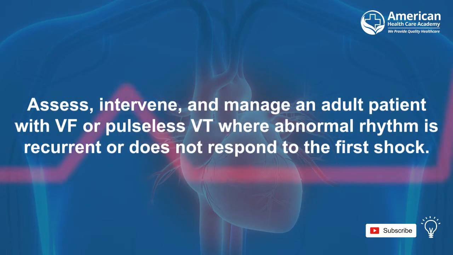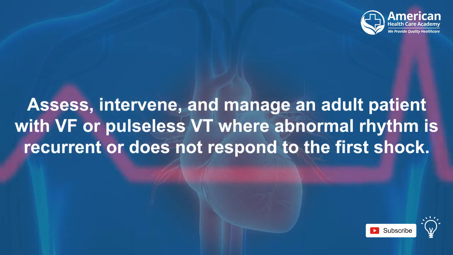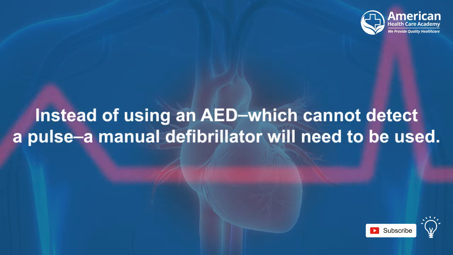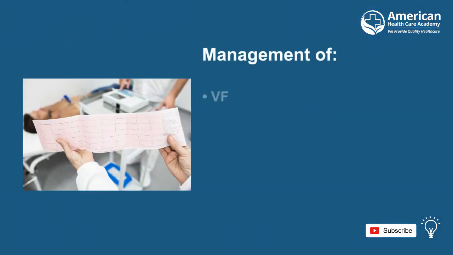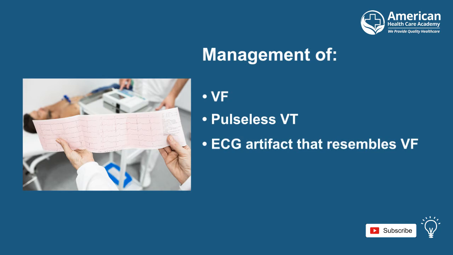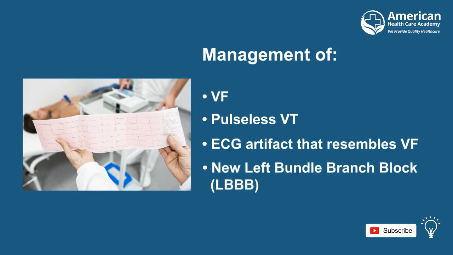This section and the following sections will cover the assessment, intervention, and management of an adult with VF or pulseless VT, where the abnormal rhythm is recurrent or does not respond to the first shock. Instead of using an AED, which cannot detect a pulse, a manual defibrillator will need to be used. We will cover the management of VF or pulseless VT, the ECG artifact that resembles VF, and the new left bundle branch block. Proper management of these cardiac rhythms requires the efforts of a full team.